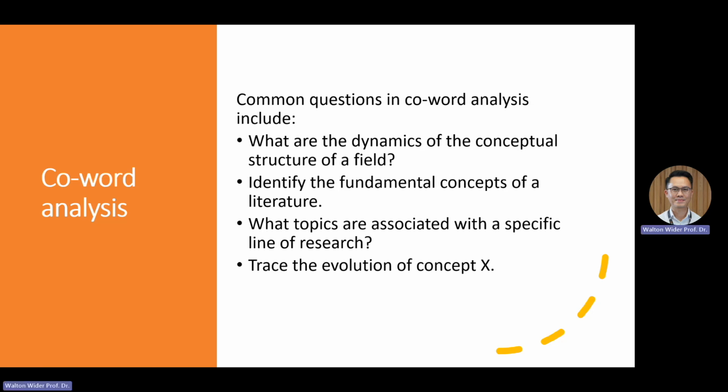Number three is the topic association. So what topics are associated with a specific line of research? So here the aim is to map out the interconnected topics within a particular research trajectory. And the last but not least, so-called concept evolution tracking. So we can trace the evolution of concept X, right? Therefore, we will see the development and changing contours of a specific concept through the research literature over time.